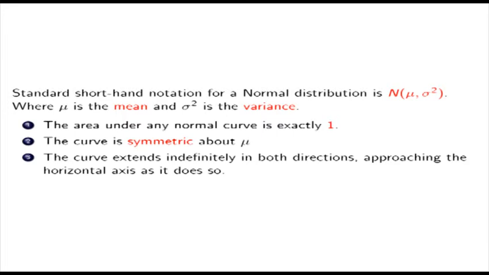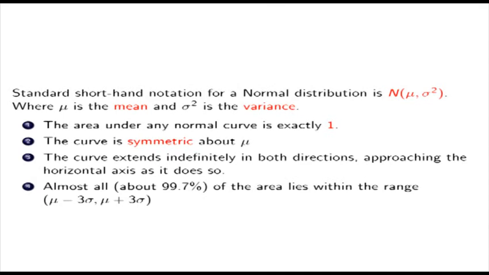But although it extends a long way in both directions, we don't have to go very far before we've captured nearly all the area. So remember, the total area under the curve is 1. And if we go just 3 standard deviations in both directions from mu, we actually get nearly all the area. So 99.7% of the area, approximately, lies in that interval, or the range, from the middle of the spike minus 3 standard deviations to the middle of the spike plus 3 standard deviations.